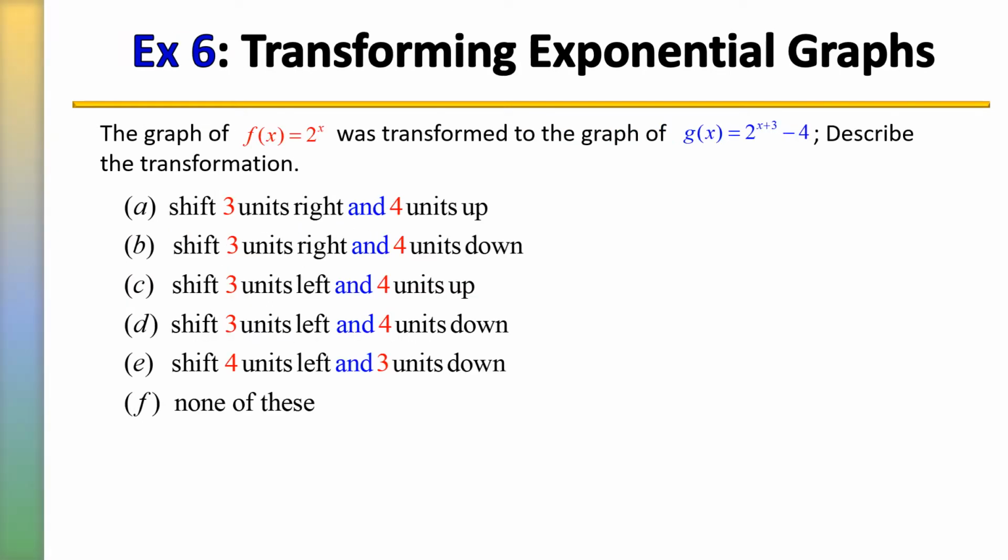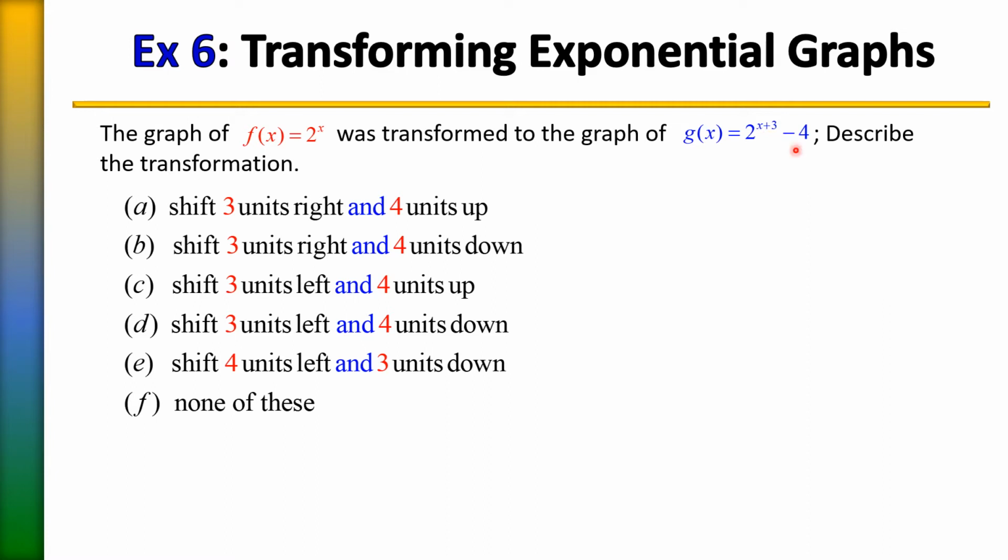The graph of f of x equals 2 to the x was transformed to the graph of g of x equals 2 to the x plus 3 minus 4. Describe the transformation. Well, our pre-image is f of x equals 2 to the x, and if we look at our transformed graph of g of x, notice that behind the x plus 3, anytime you have a number with the x, that's going to signify that there was a horizontal shift. And since it's plus 3, that was a horizontal shift to the left 3 units.